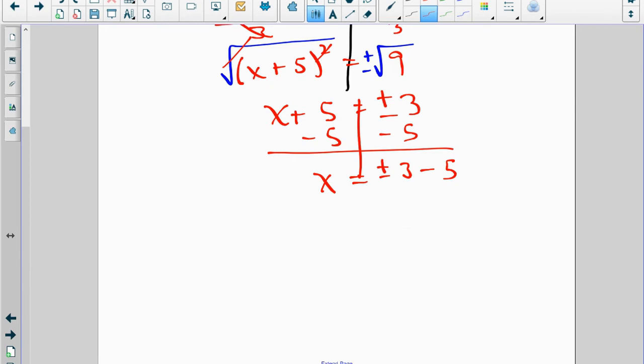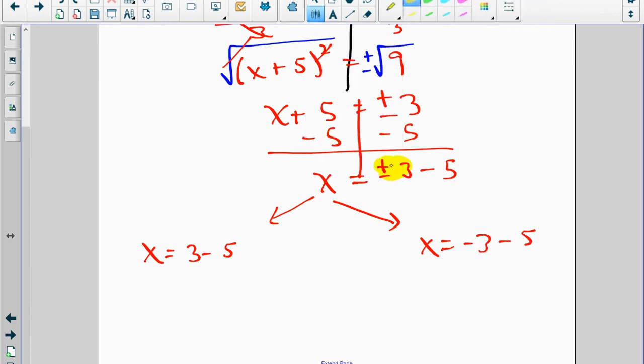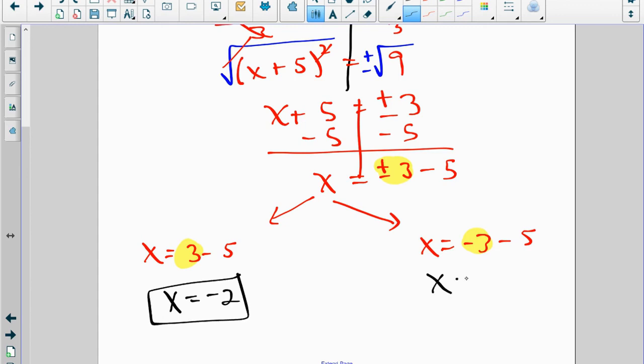So here's where we have to try to figure out both solutions. I think I'm going to work down this way. So x equals, let's start with positive 3 minus 5. And over here, let's do the other one. Negative 3 minus 5. Okay, so I'm going to point out the difference there. Positive and negative 3. Positive 3 on one equation, negative 3 on the other equation. And that'll help us calculate each value for x. So 3 minus 5 is negative 2. Negative 2 is one solution. Negative 3 minus 5, though, is negative 8. So negative 8 is our other solution.